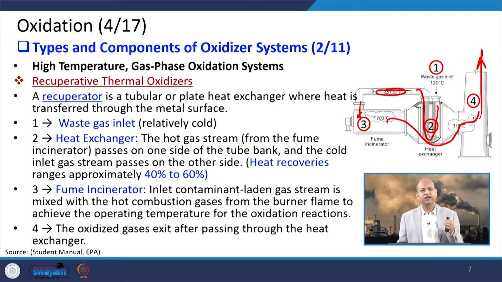The waste gas inlet is relatively cold, and then it goes to the heat exchanger system, where heat recovery of 40 to 60% happens. That is another advantage: when these burnt gases pass through, they carry a lot of heat with them, so heat recovery happens in the heat exchanger part of this system. At the higher temperature, when this waste gas is taken to the chamber, the fume incinerator, it is burnt or oxidized completely, and then it is taken to the exhaust pipe. So, the fume incinerator is very important in that sense, and then the oxidized gases exit after passing through the heat exchanger.